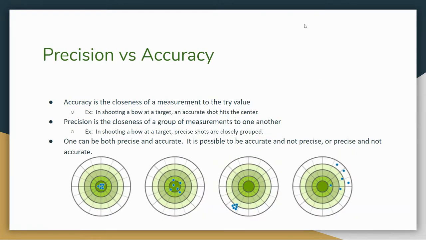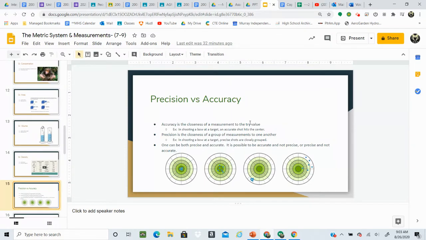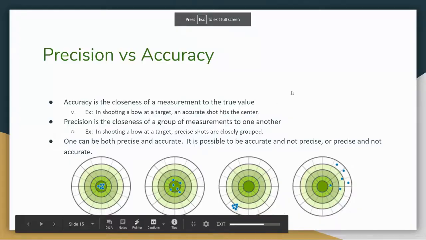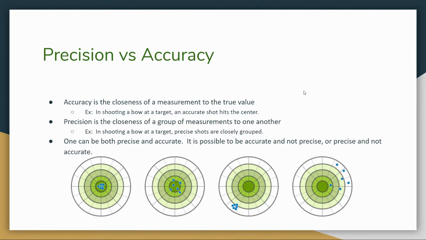Precision versus accuracy, two important vocab terms. Accuracy is the closeness of a measurement to the true value. In shooting a bow at a target, an accurate shot hits the center. Precision is the closeness of a group of measurements to one another. In shooting a bow at a target, precise shots are closely grouped together.